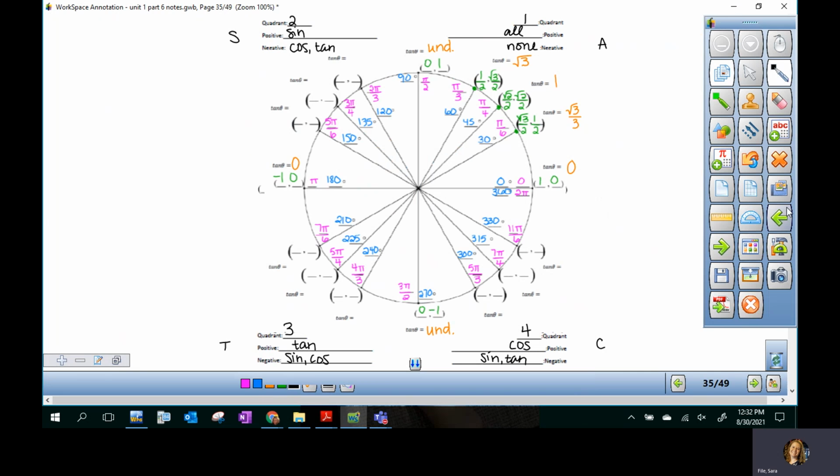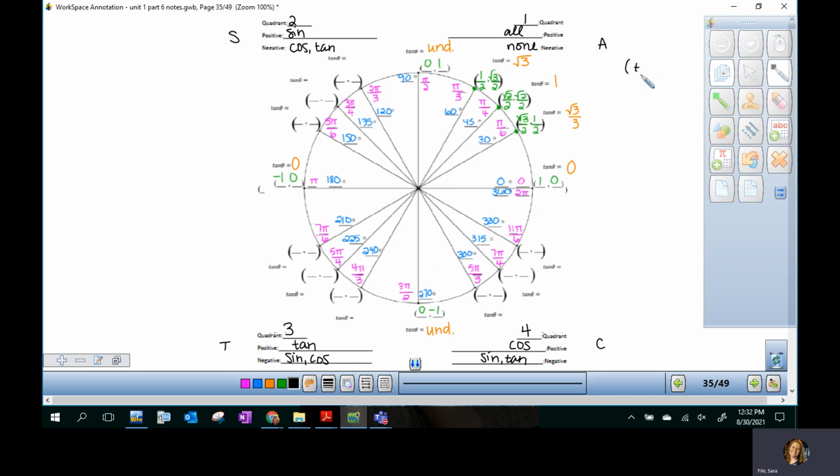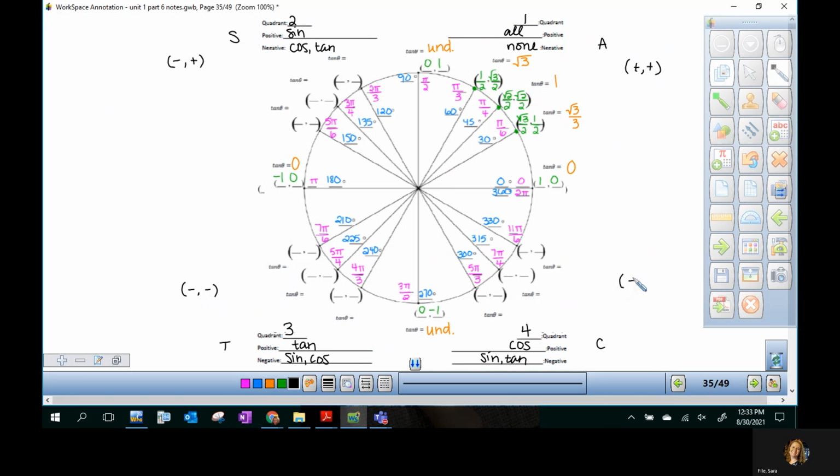I'll get my unit circle back up. So I'm going to go ahead and fill in those I just did at 30 degrees. If you want to on your unit circle, you can write plus plus for quadrant 1, negative plus, negative negative, positive negative, to help remind you.